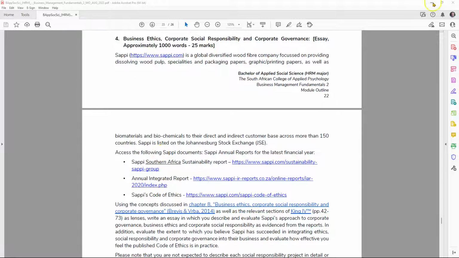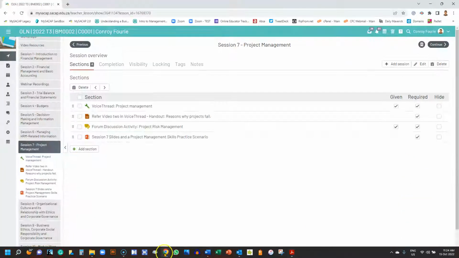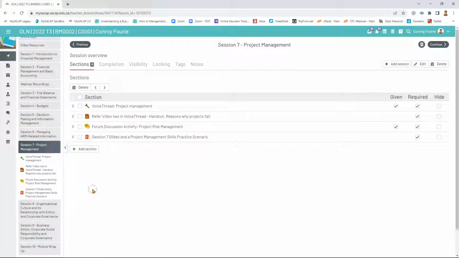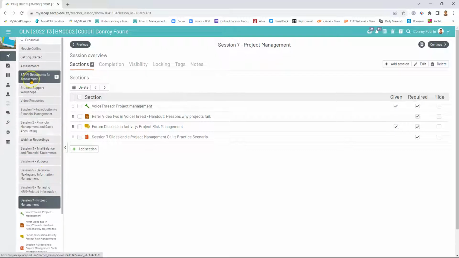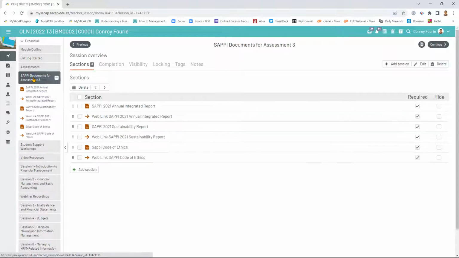Just a pause here. I just want to go to this page, your page on MySakeCap. What I've done is I have downloaded the documents for you, and I've posted them here: the SAPI Annual Integrated Report for 2021. That's the latest one available, so you must please use that one.